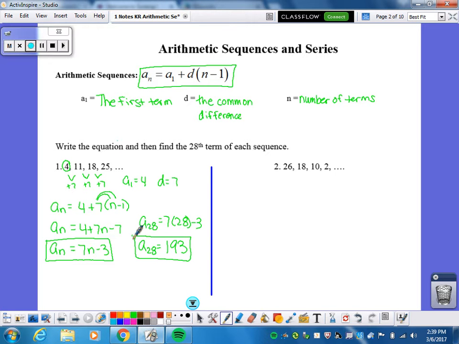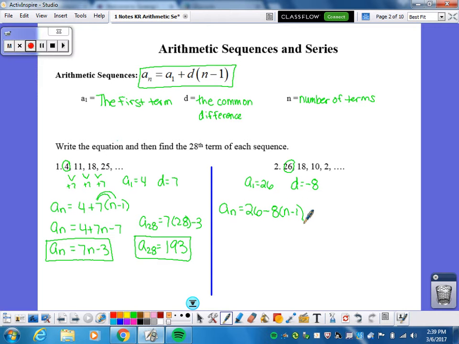So our A1 is our first term here, 26. Now we can see from here that our pattern is going consistently down by 8. So our D is going to be equal to negative 8. Now let's find our equation. So A sub n is equal to 26 minus 8 times n minus 1.